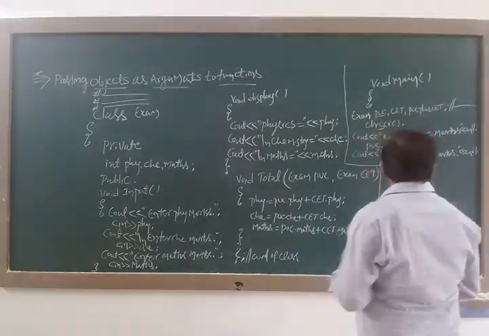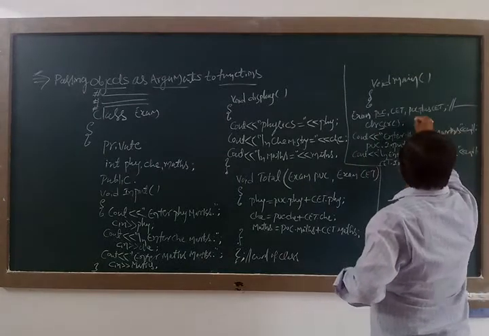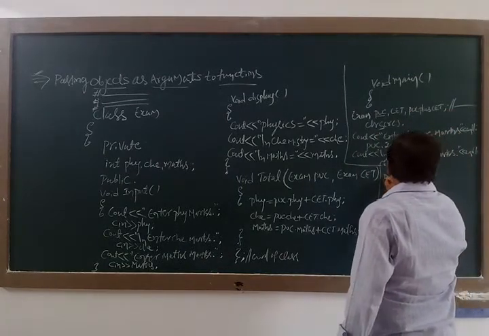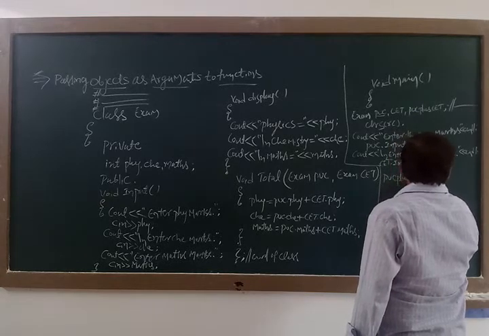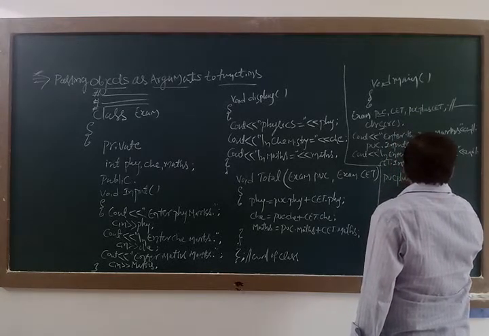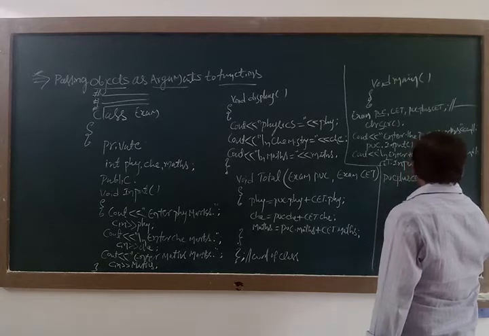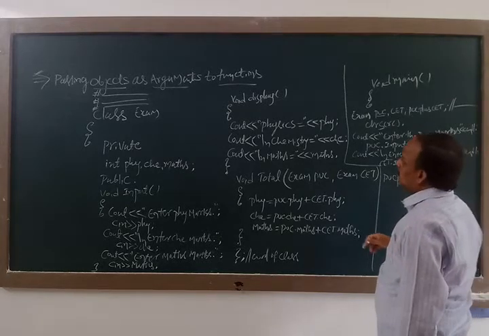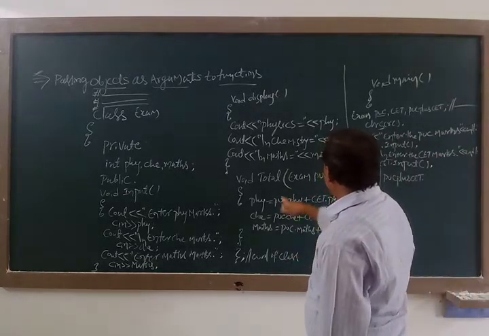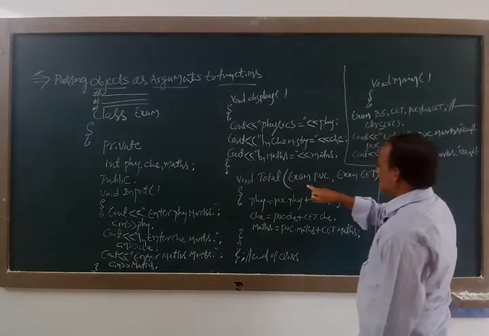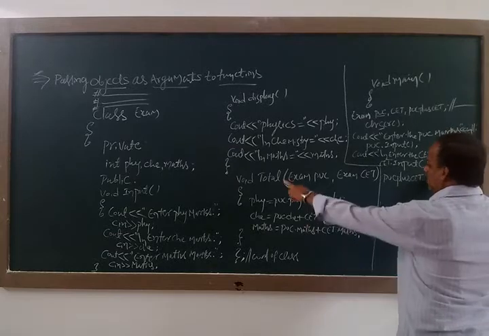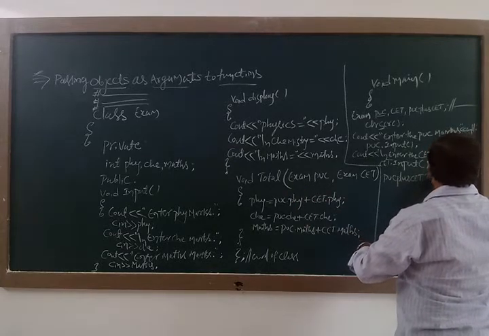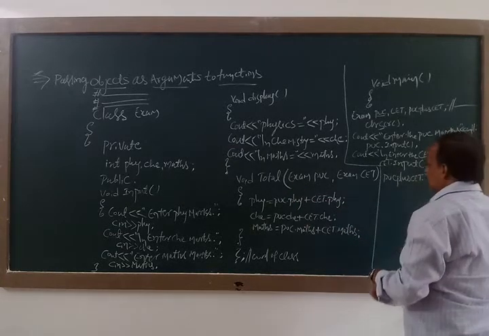That is, we have to use one more object, that is PUC plus CET dot, here addition is going on, right? We have to come here. Therefore, PUC plus CET dot total function.